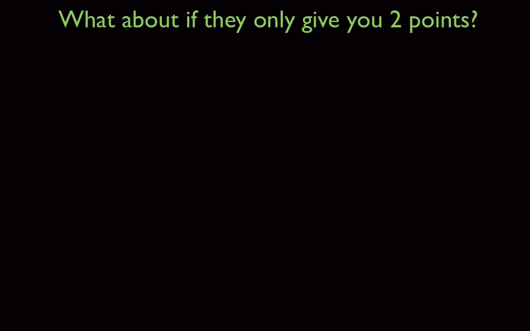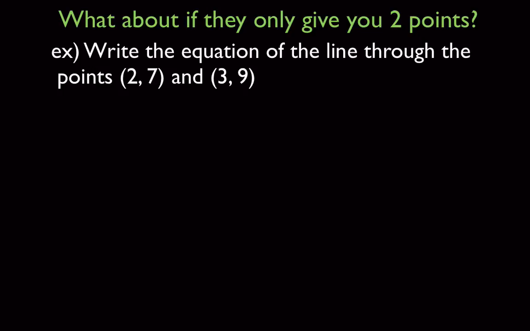The hardest thing they're going to give you is if they give you 2 points only, meaning they don't even give you the slope, they just say, write the equation of the line through the points (2, 7) and (3, 9). The only reason I say this is hard is because there's a lot of steps. So going back to the first part of this video, when we learned the formula to solve for the slope of a line, we're just going to do that. Once we have our slope, then we'll be able to do exactly what we just did on the last set of problems.